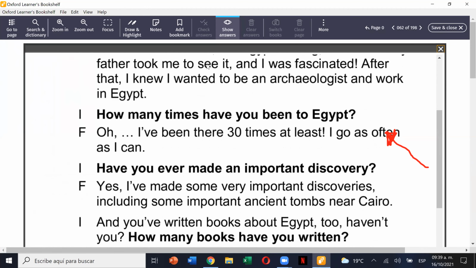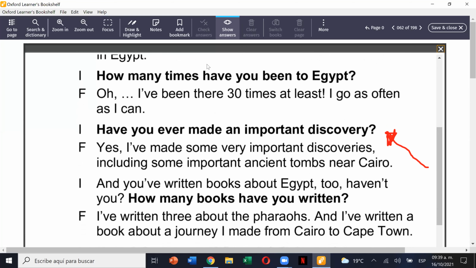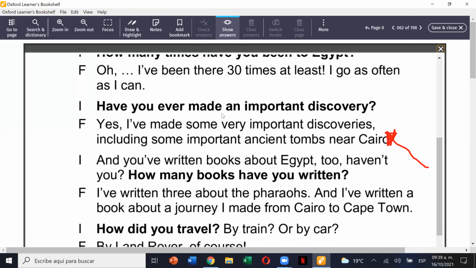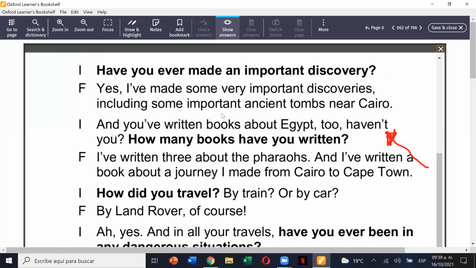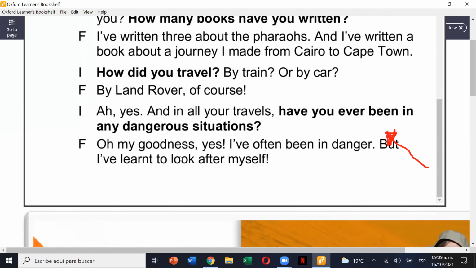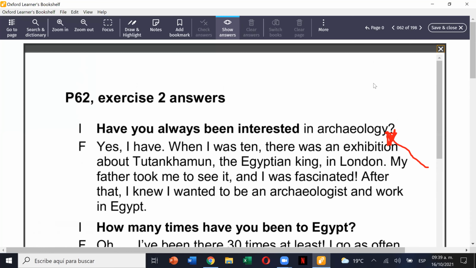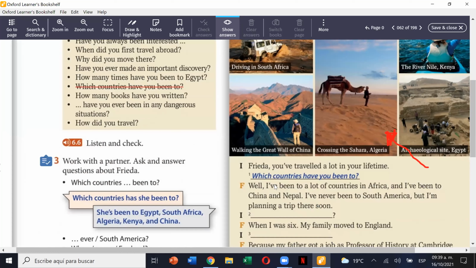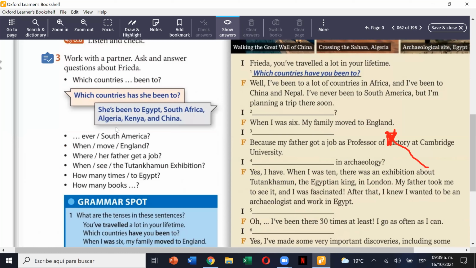Here are the answers again. Number 2, how many times? Number 3, have you ever made important discoveries? How many books have you written? How did you travel? And have you ever been in any dangerous situation? Okay, so you see, easy peasy, as you have here.